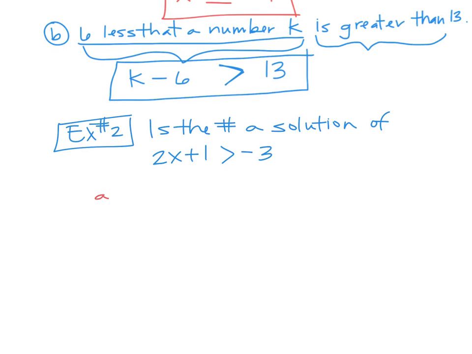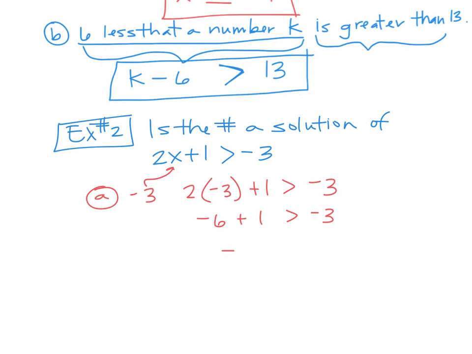So I'm going to give you a number. For this first one, we're going to say the number negative 3. So I want to know, is negative 3 a solution to that inequality? Do you know what you do with that? You plug it in, right? So you're going to plug it in for x. So it's going to be 2 times negative 3 plus 1 is greater than negative 3. Well, if you simplify that, negative 6 plus 1 is greater than negative 3. What's negative 6 plus 1?